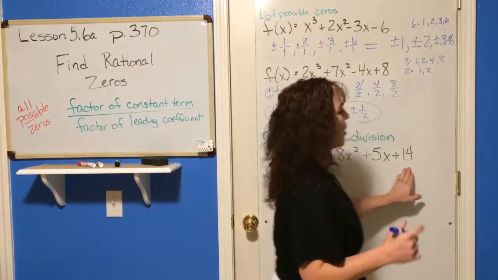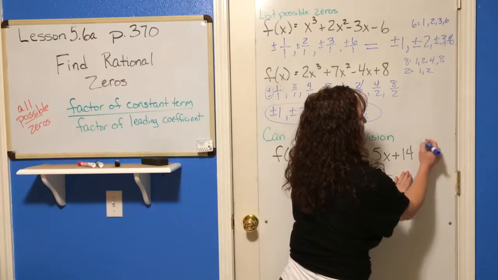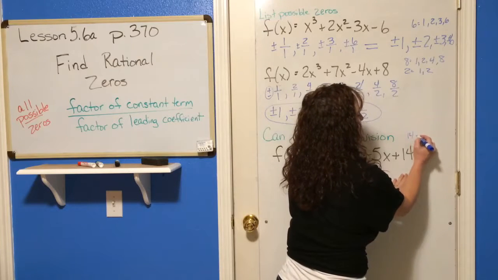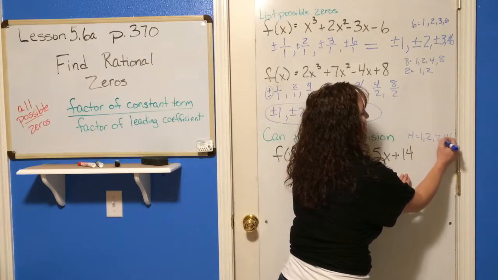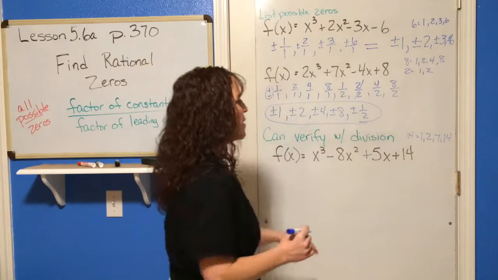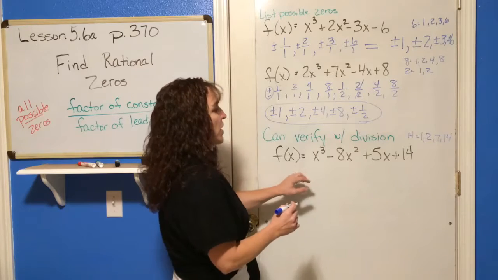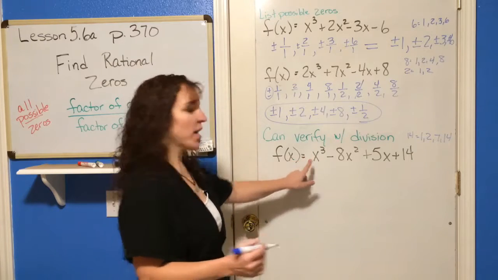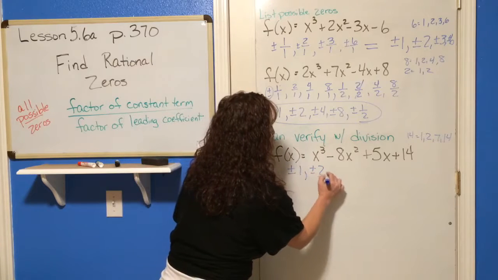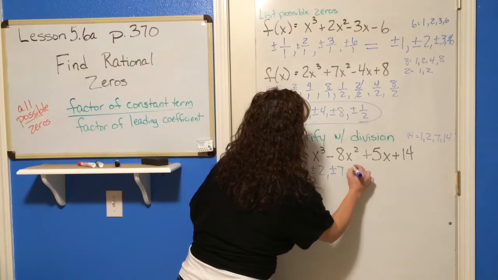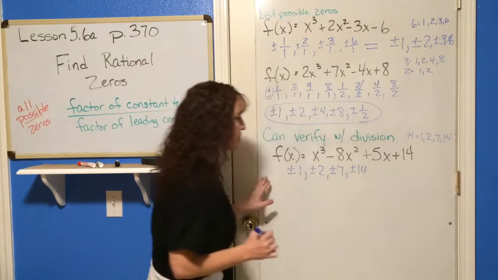Did you do it? All right. So you're going to start out with the factors of 14. The factors of 14 are 1 and 14, 2 and 7. Oh, and that's it. That's not too bad. So because they're all over 1, your possible zeros are plus or minus 1, plus or minus 2, plus or minus 7, or plus or minus 14.